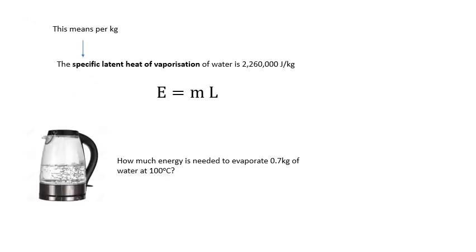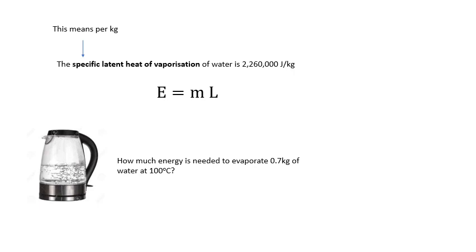The specific latent heat of vaporization, specific means per kilogram. So it's how much energy is needed to change a kilogram of liquid into a gas. So the equation is E equals mL. E is the energy, m is the mass in kilograms, and L is the latent heat of vaporization. For example, to change a kilogram of water into steam, you need 2,260,000 joules for every kilogram.